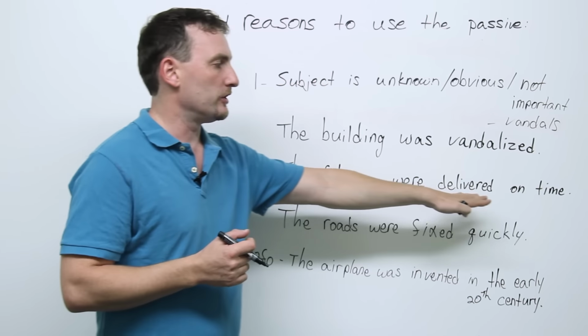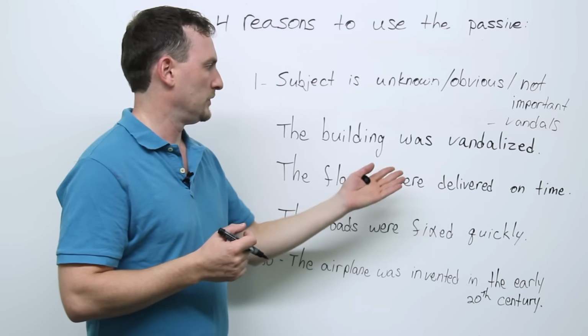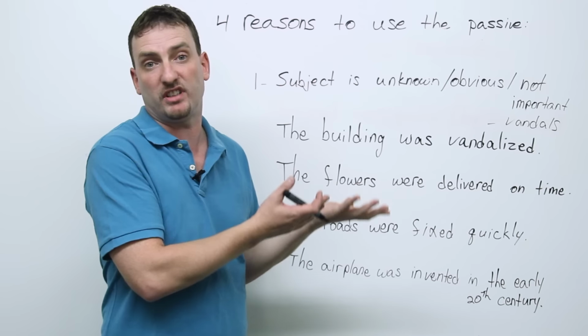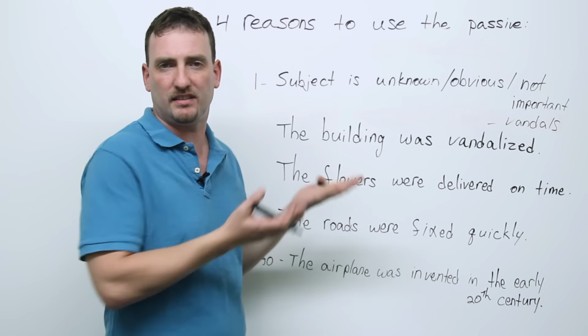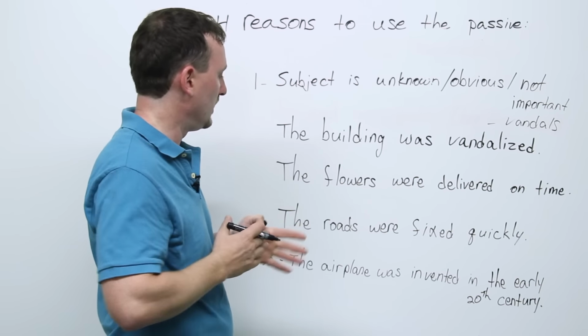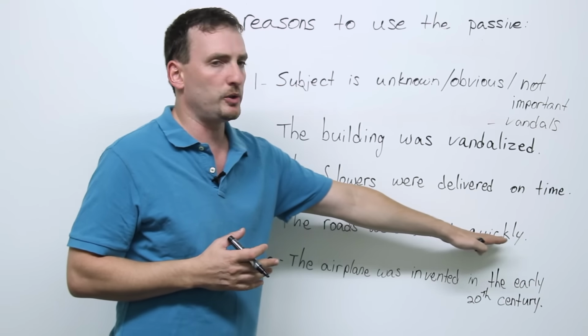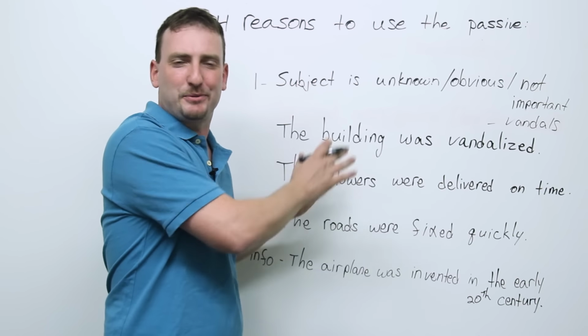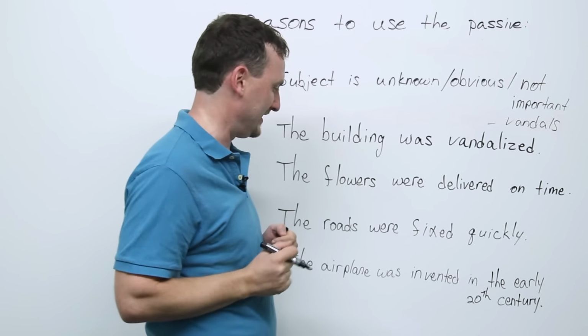The flowers were delivered on time. Who delivered it? Well, it's obvious. Either the flower company or the delivery company. I don't need to say it. It's very clear that one of these two delivered the flowers. The roads were fixed quickly. Who fixed them? Who cares? They're fixed. That's what's important. I can drive. I'm happy.